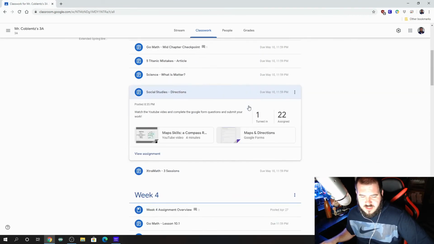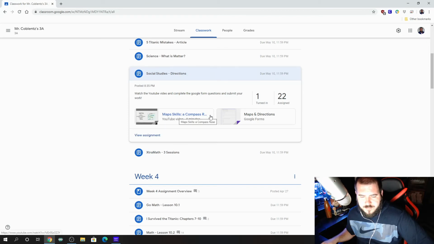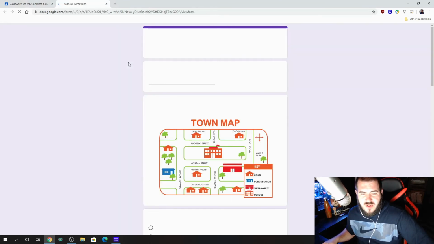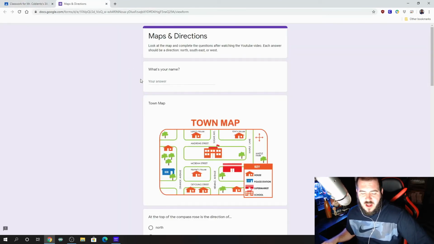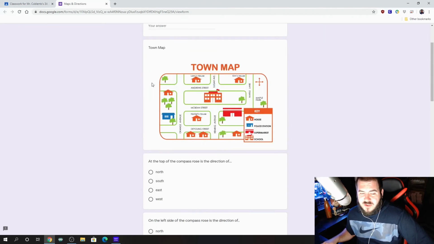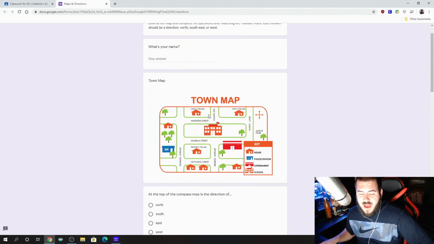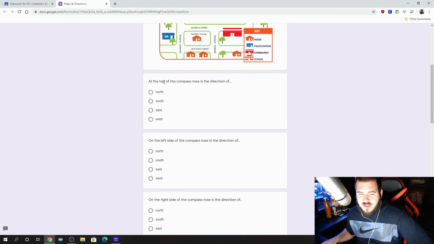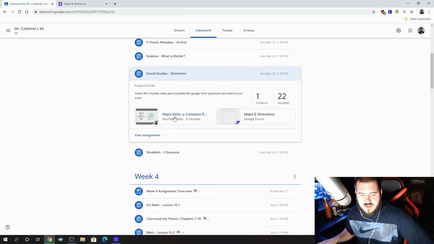Okay, social studies. So it's going to be about maps. There's only a 4-minute video to watch for this, and then there's about 10 questions to answer. Actually, about 15, I should say, for this one as well. So we have this town map, and you're going to need to tell me some things about the compass rose, which is what this video is on.